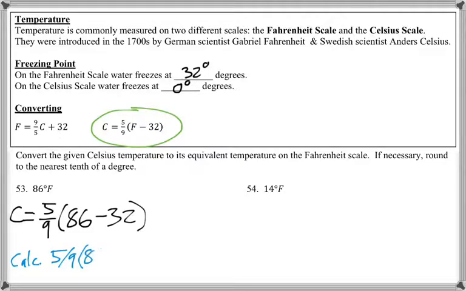but if you wanted to, beforehand you could subtract 32 from 86 and do it in 2 steps. And I get 30 degrees. Number 54 is 14 degrees.